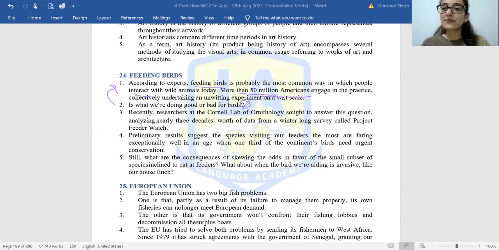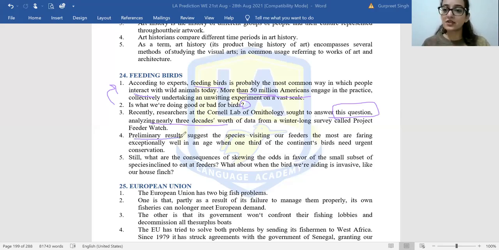That means there is something related to the question. And that is given in the very next sentence, when they say: recently researchers at the lab of ornithology sought to answer this question, analyzing nearly 3 decades worth of data from a winter long survey called Project FeederWatch. So the question, and then we are talking about them analyzing nearly 3 decades of data for answering this question. And then once we analyze something, what comes is results, preliminary results.